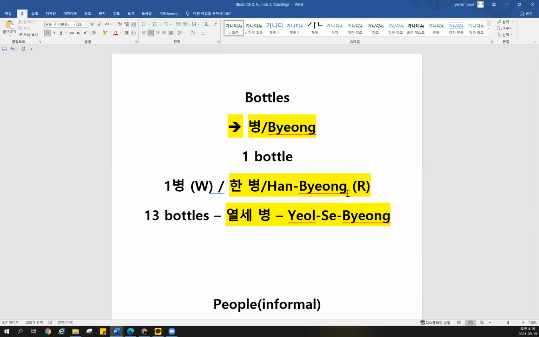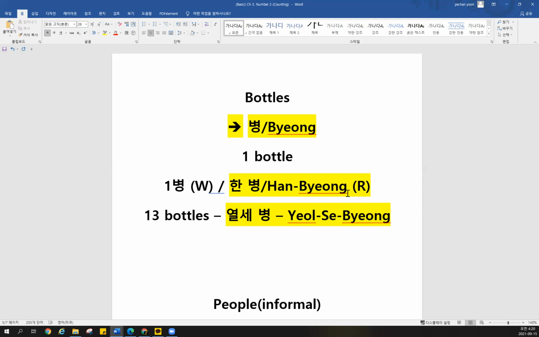Like a 1.5 liter or something, you can also use with the bottles. Then how you pronounce it with the bottles as a counting word is 병. 병. So if you want to say one bottle, how can you say it? 하나병. Changing form. 한 병. 한 병.